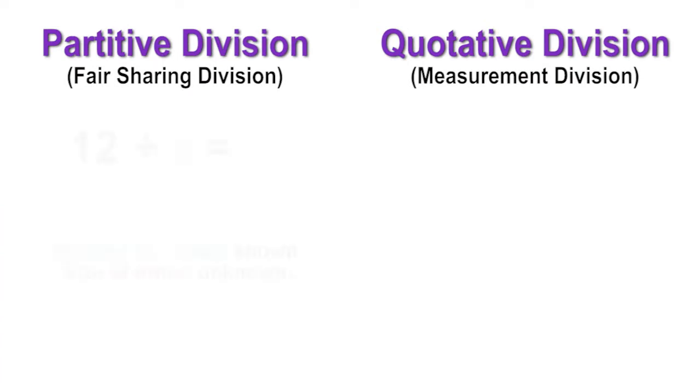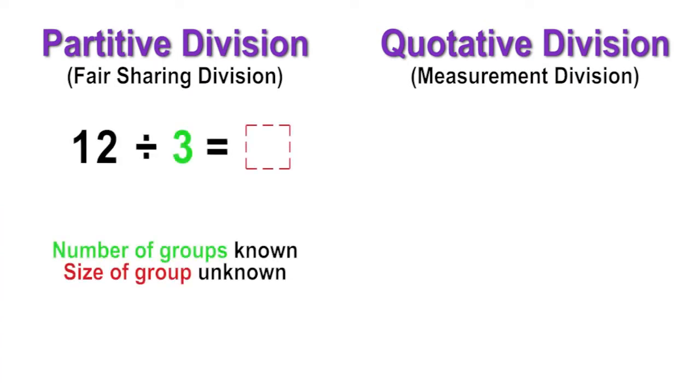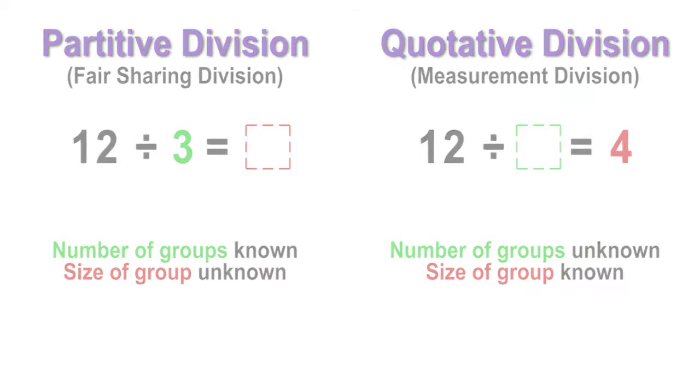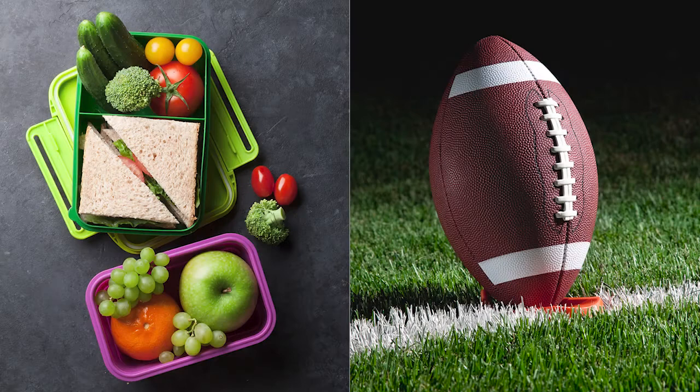With partitive division, the number of groups is known, but the size of each group, or the quotient, is unknown. With quotative division, the total number of groups is unknown, but the measure, or the number in each group, is known. Let's take a look at our first two problems. Which problem represents the partitive interpretation of division, and which one represents the quotative interpretation?